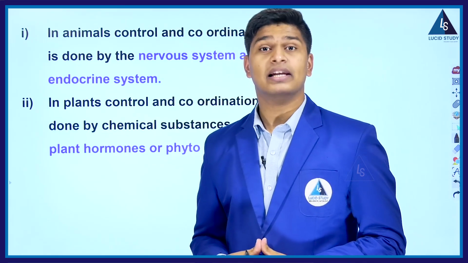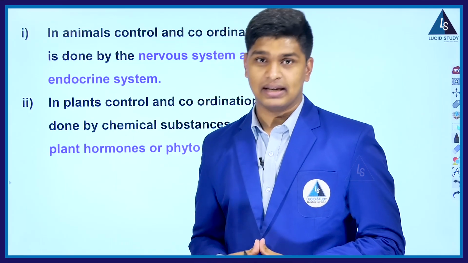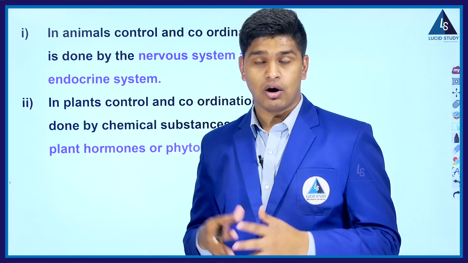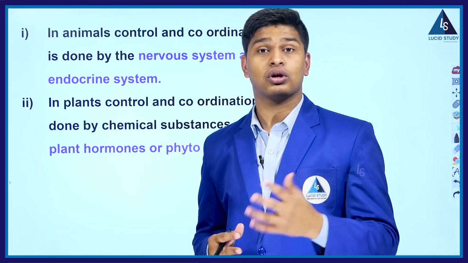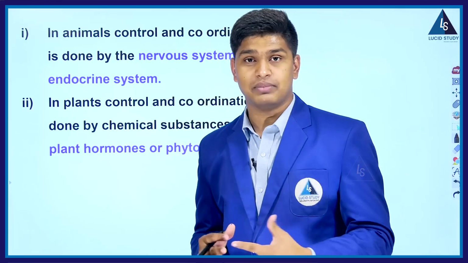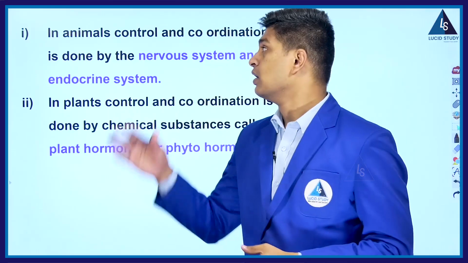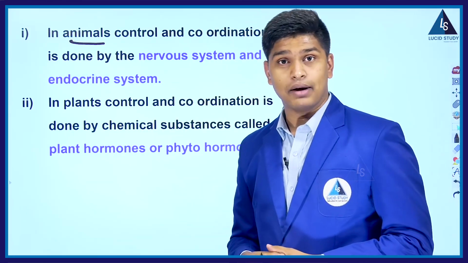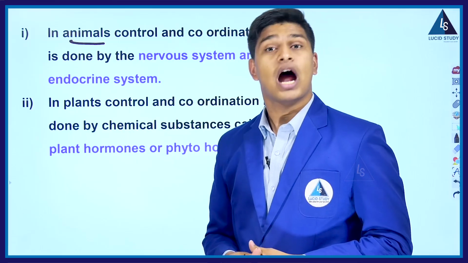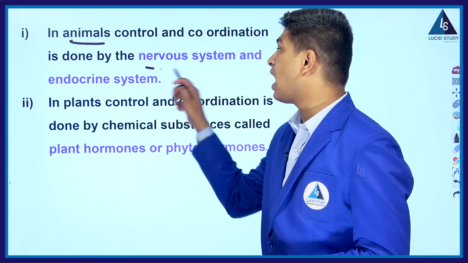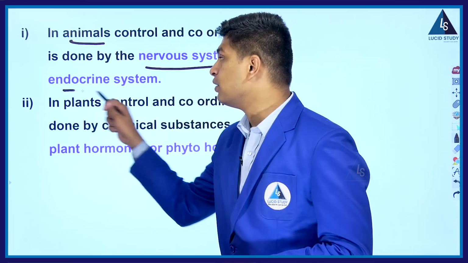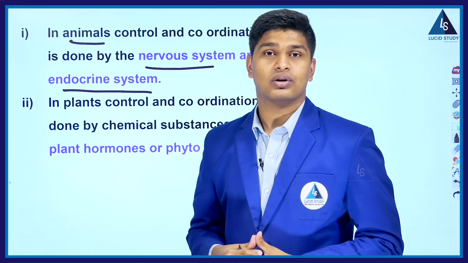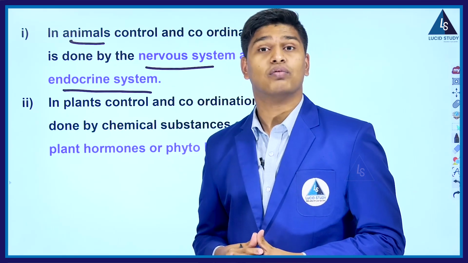It is the response the living organisms give to the environmental conditions. And we also got to know what is coordination. The working of various organs together to make sure that they give a proper response to the stimuli is called coordination. When we talk about the control and coordination in animals, it is done by different organ systems. And what are those organ systems? They are the nervous system and the endocrine system. The nervous system and endocrine system together constitute the control and coordinating system of the animals.